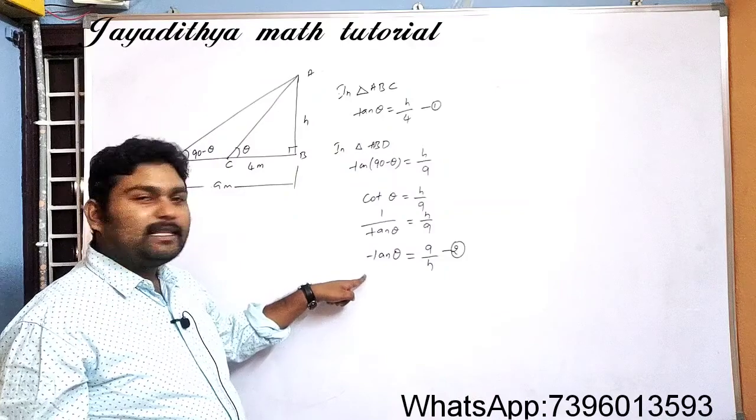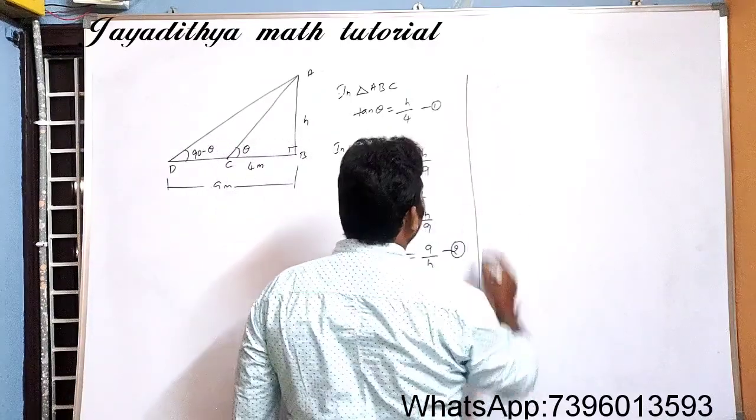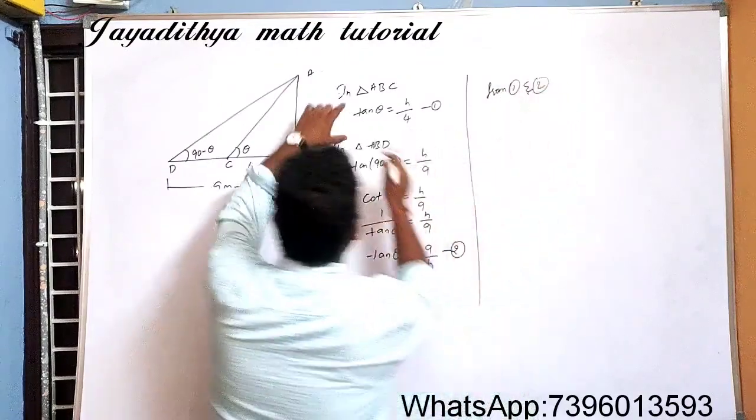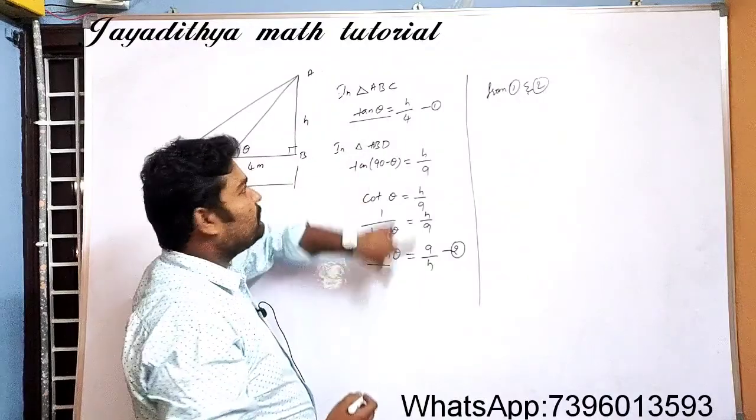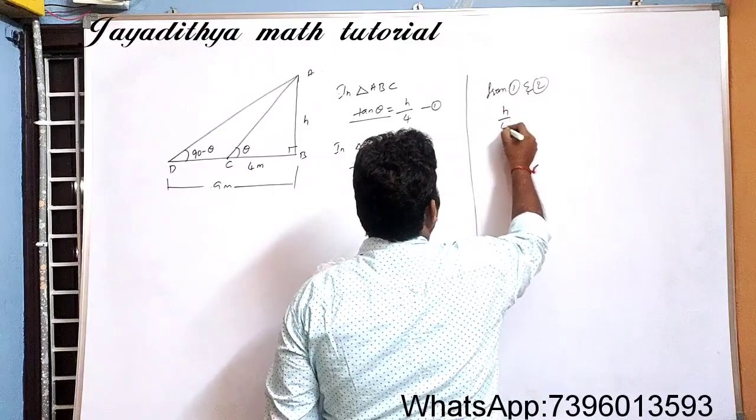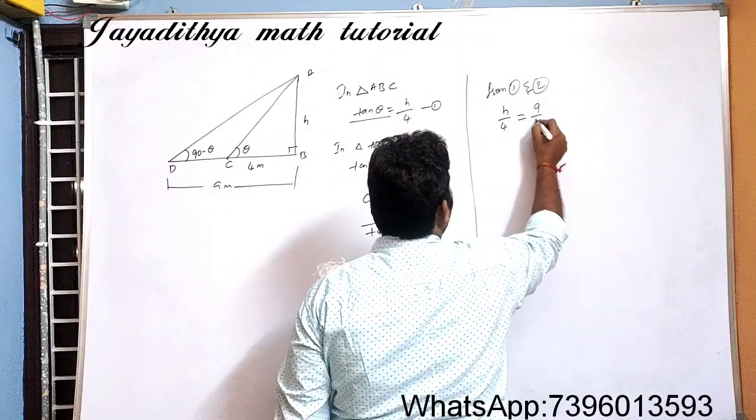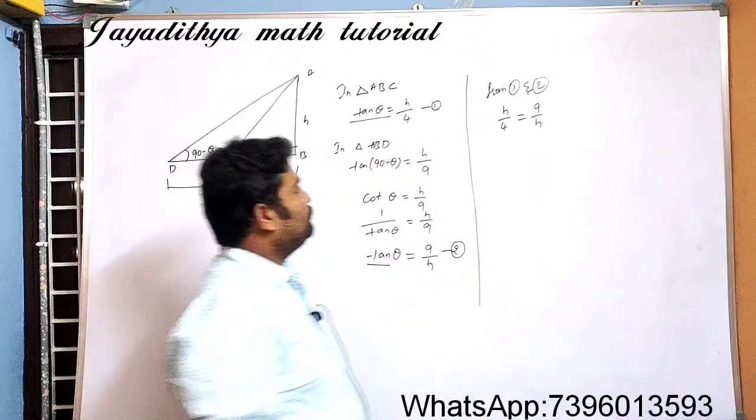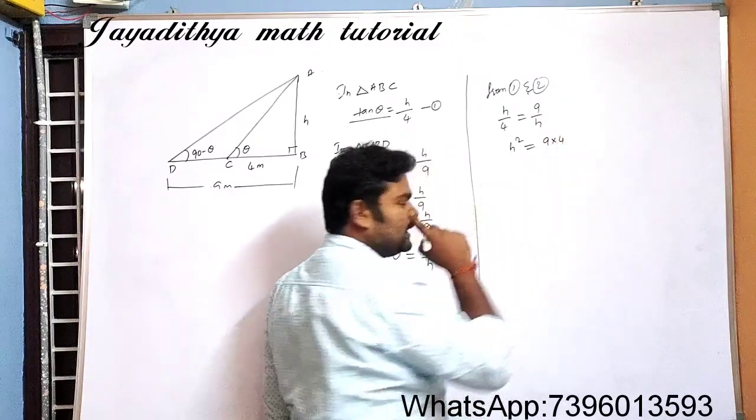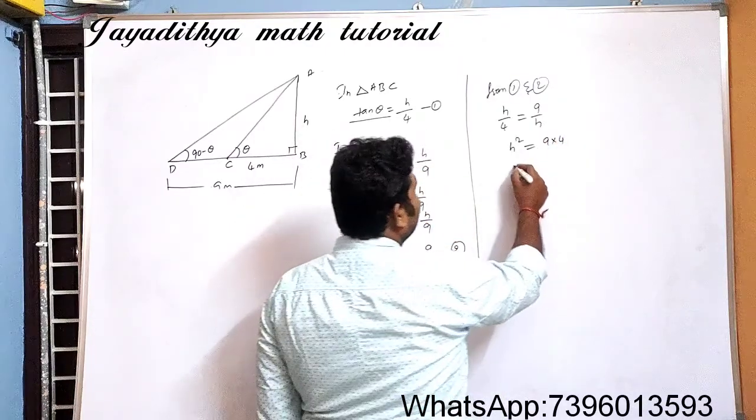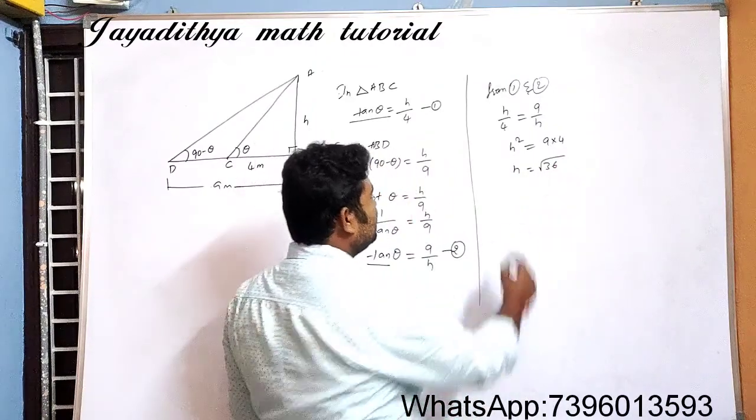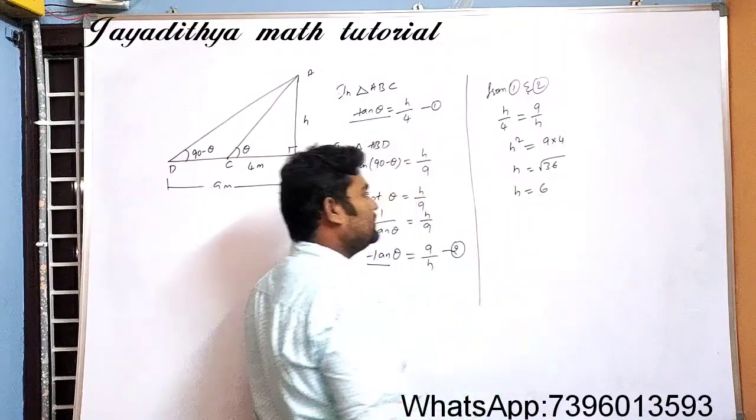Now you see the first equation and the second equation. From 1 and 2, in both the cases you have tan theta, so the LHS are equal. So what you should do? You should equate the RHS. That is nothing but h by 4 is equal to 9 by h. Now you do cross multiplication. This will be h square is equal to 9 into 4. So h is equal to root 36. So h will be equal to 6.